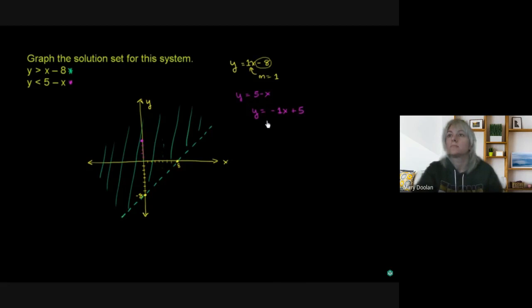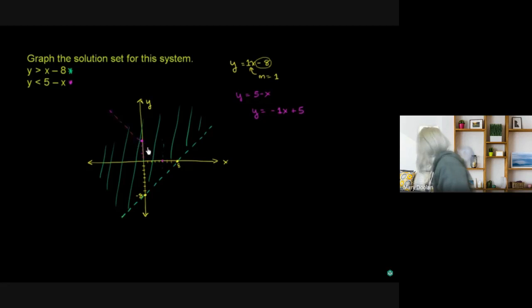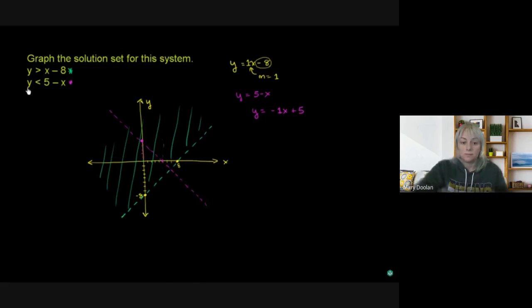Or another way to think about it, when y is 0, x will be equal to 5. So 1, 2, 3, 4, 5. So every time we move to the right one, we go down 1 because we have a -1 slope. So it will look like this. And once again, I want to do a dotted line. I'm doing a dotted line because it says y is less than 5 minus x. If it was y is equal to 5 minus x, I would have included the line. If it was y is less than or equal to 5 minus x, I also would have made this line solid. But it's only less than.